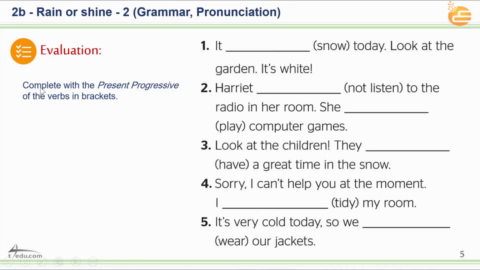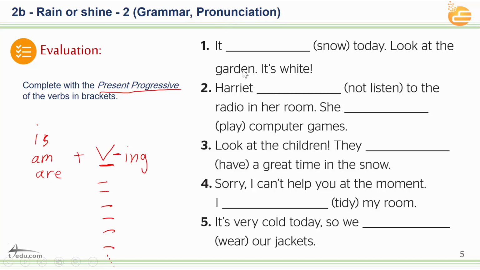Now we have an evaluation: complete with the present progressive of the verbs in brackets. So we have to put it in the present progressive. And we said the present progressive is is, am, or are, plus the verb with ing. Okay, this is the verb, just like play, read, write, eat, speak, ask, and so on. I'll keep this one in front of you.